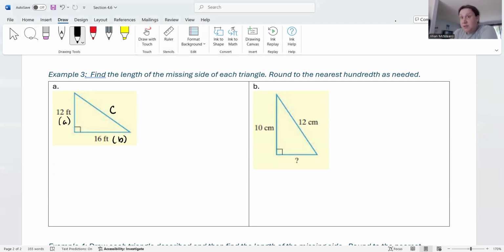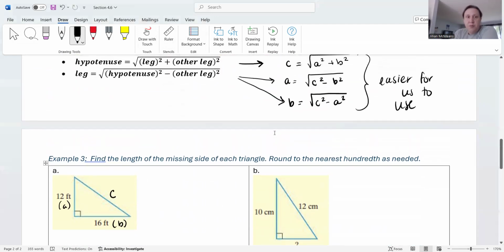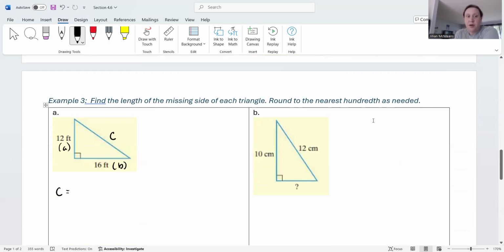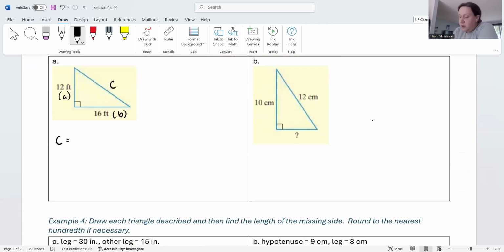So we want to know what C equals. If we scroll up, remember the hypotenuse is C. It equals the first leg squared plus the second leg squared, and then we take the square root of that. Or we could say C equals the square root of A squared plus B squared. Okay? So C squared equals, well, I'm going to take the first leg and square it. I'm going to add that to the second leg squared.